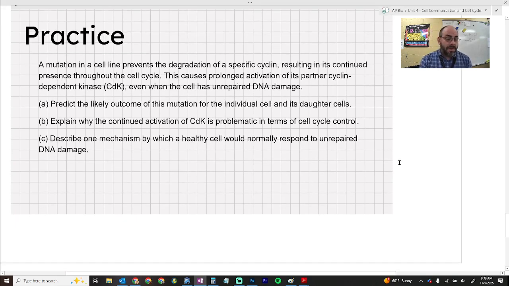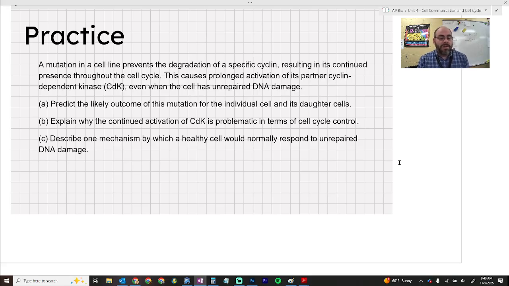So let's look at some practice associated with the regulation of the cell cycle. A mutation in the cell line prevents the degradation of a specific cyclin, resulting in its continued presence throughout the cell cycle. This causes prolonged activity of its partner cyclin-dependent kinases, even when the cell has unrepaired DNA damage. So basically what this is telling us is this cell is continuing to go through division, even though there are problems with the cell that need to be fixed. Predict the likely outcome of this mutation for an individual cell and its daughter cells. Those daughter cells would have the same problems, right? And they would also be unregulated, and this is going to cause rapid growth. Tumor production, cancer, any of those words would be fine.